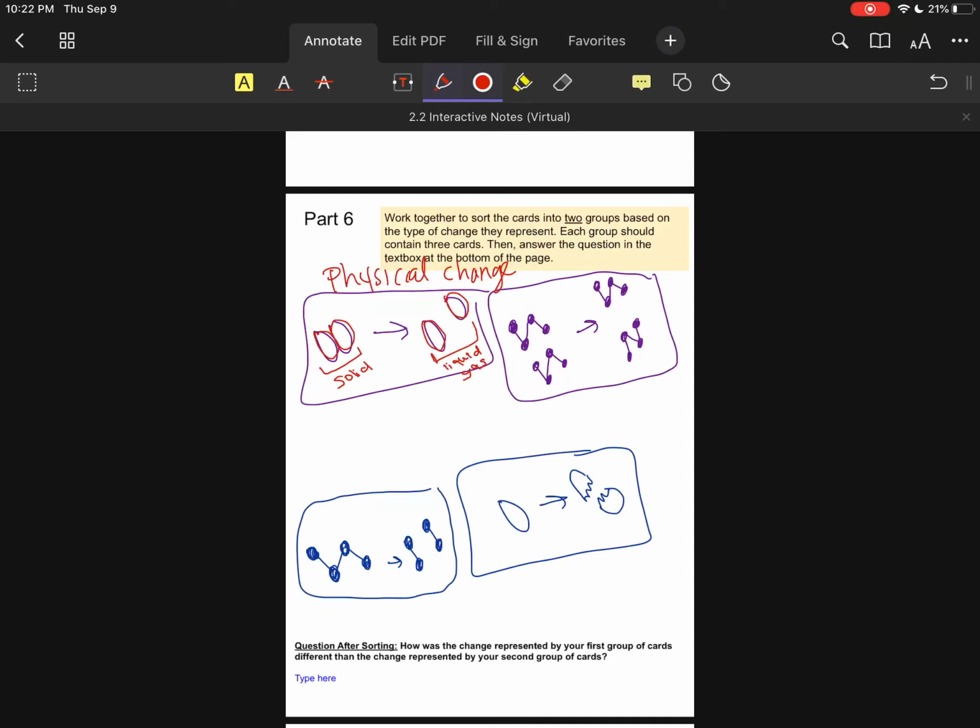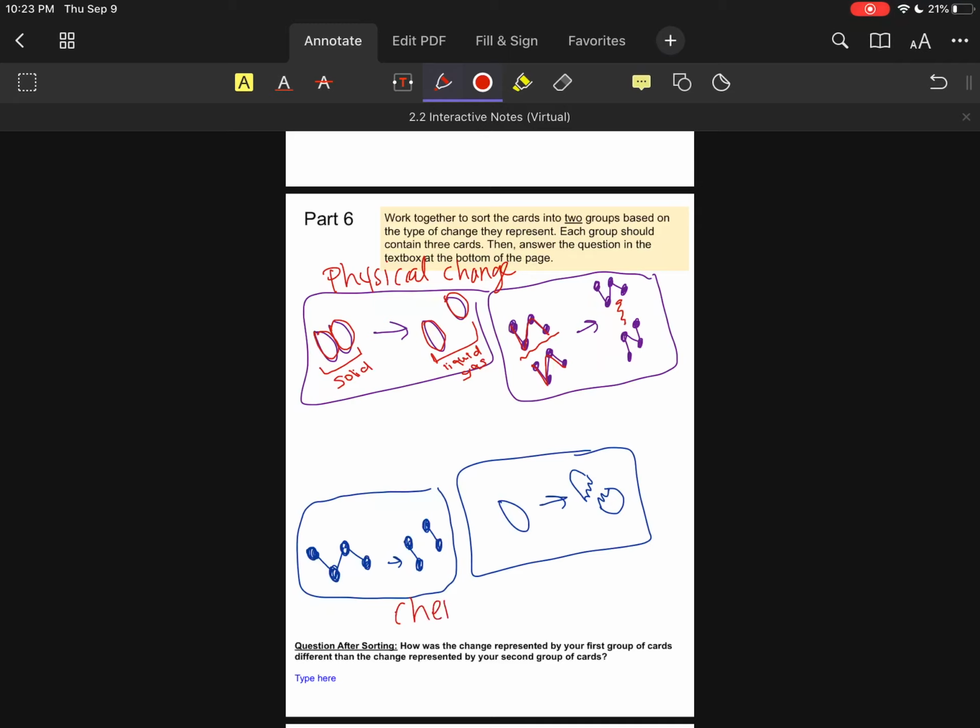And it's kind of the same thing here. Like here, they're really close together, whereas here, they're a little bit further apart. So I'm not actually changing this actual structure or the atoms that make up the molecule. So that's a physical change.